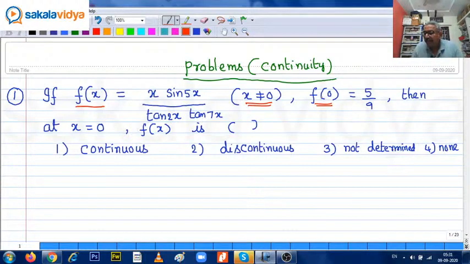So Ravi doctor, after a long time. Okay, Diksha, good morning. Okay, let us do it now.